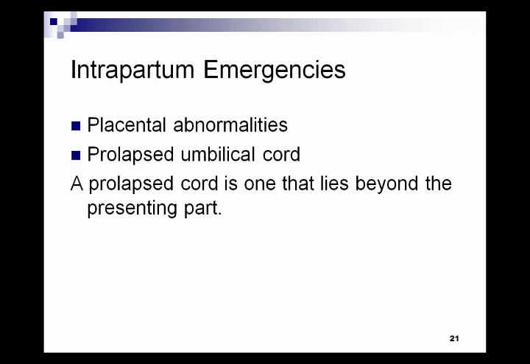Prolapsed umbilical cord. A prolapsed cord is one that lies beyond the presenting part. And again, I'm going to keep stressing the importance of station 0 engagement. If it's above that, then there's always that risk involved. A prolapsed umbilical cord slips downward after the membrane rupture, subjecting it to compression between the fetus and the pelvis. It may slip down immediately with the fluid gush or long after the membrane's rupture. An interruption of the blood flow through the cord interferes with fetal oxygenation.